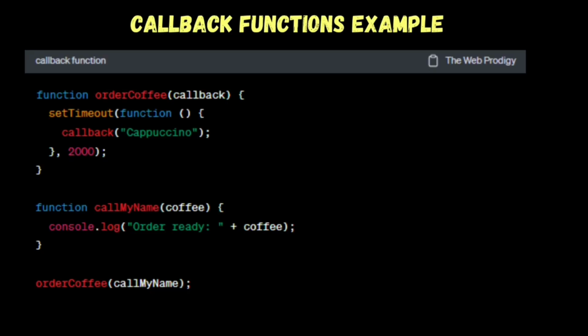Now I'm going to explain it with the help of an example. This is the example. In JavaScript, callbacks work similarly. You pass a function as an argument to another function and it gets executed when the task is completed. Just like you get your coffee when your name is called.